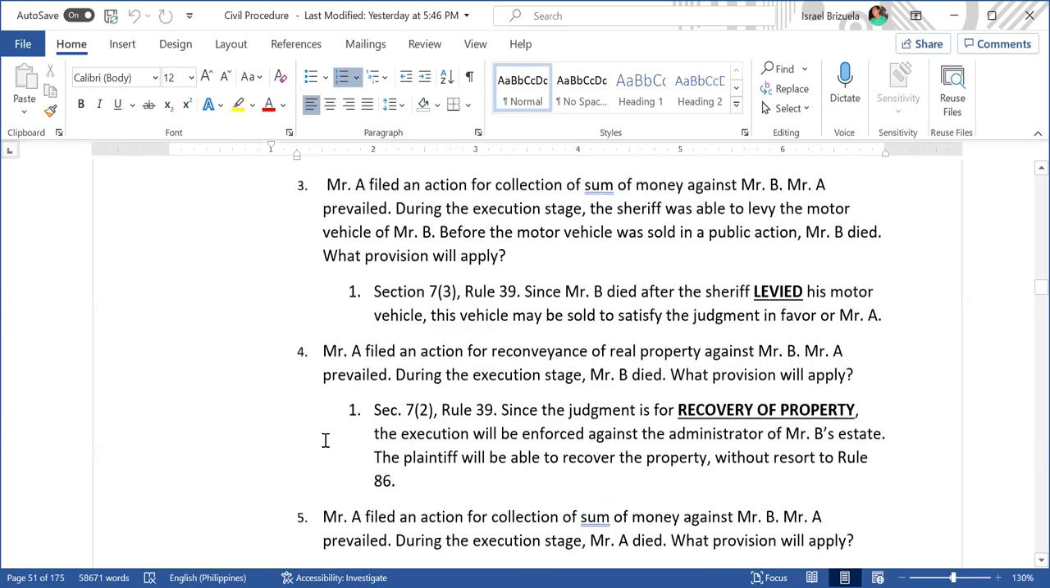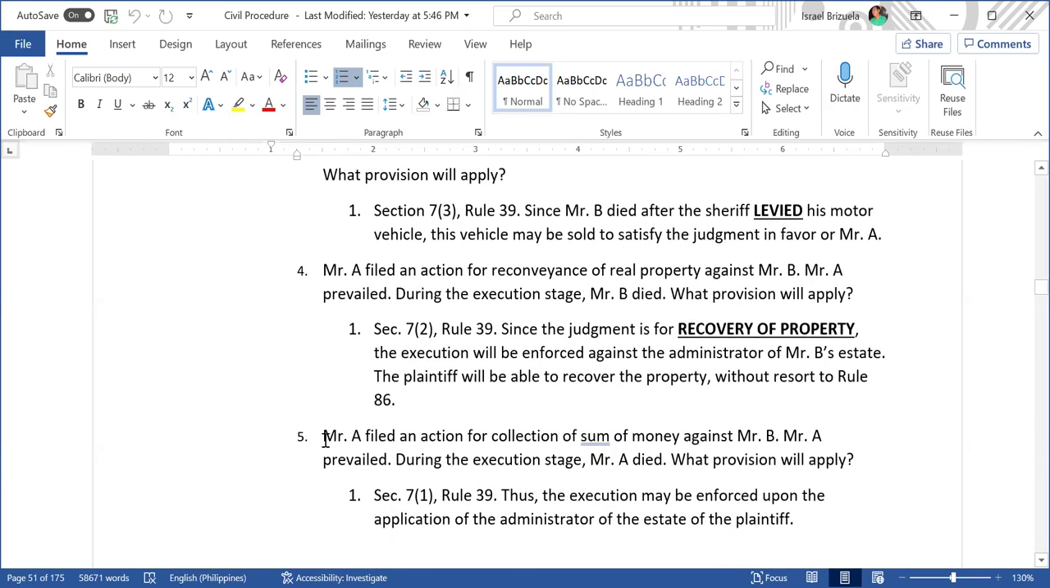Mr. A filed an action for the conveyance of real property against Mr. B. Mr. A prevailed. During the execution stage, Mr. B died. What provision will apply? Section 7, paragraph 2, Rule 39. Since the judgment is for recovery of property, the execution will be enforced against the administrator of Mr. B's estate. The plaintiff will be able to recover the property without resort to Rule 86.